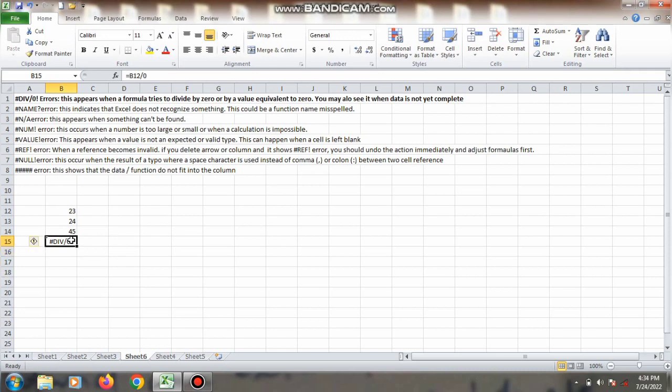Once it returns the error, go back there. Then you will see that you are trying to divide the number by 0. So how can you divide 23 by 0? What will it give you? It's going to give you an error.